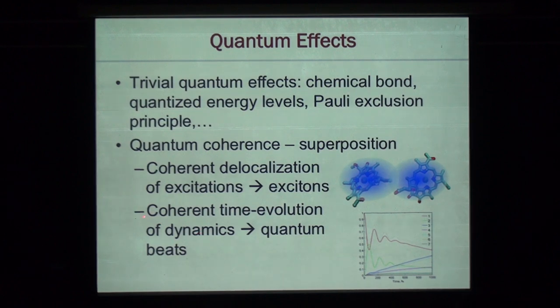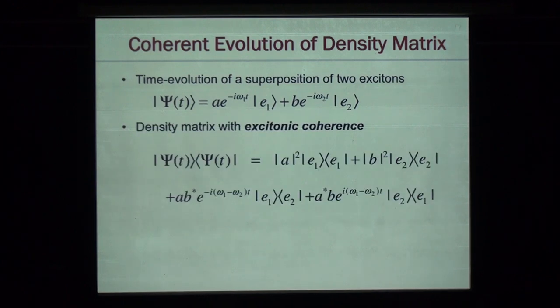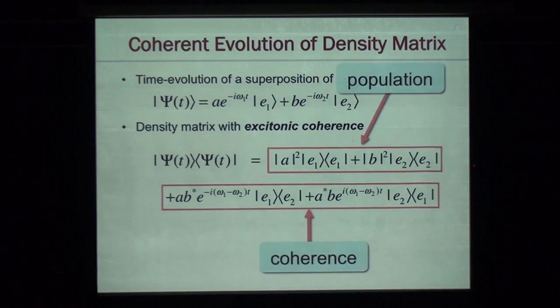Another type of quantum effect is coherent time evolution of dynamics. That shows quantum beats, whatever you are absorbing. So energy on this site might beat as a function of time. And this deserves further explanation. If you think about a superposition of two excitons, two energy eigenstates, the wave function is written like this, and this is the time evolving factor. Omega, of course, corresponds to the energy of the two eigenstates E1 and E2. Now, in condensed phase, we want to think with the density matrix. If you use this to write down the density matrix, you have four density matrix elements, 2 by 2, four elements. Two of them are diagonal elements, they are called populations. Two of them are off-diagonal elements, they are called coherences. Okay.